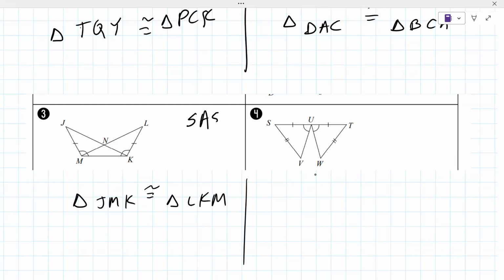SAS. So for it to be SAS, the angle has to be between the sides. Oh, I guess it's SSS. What's the third side? Is it shown as congruent? No. So you can't use that either. So it's not possible.